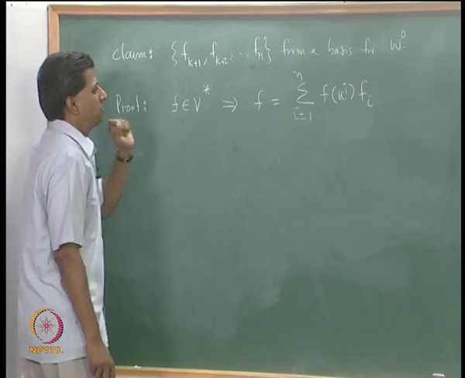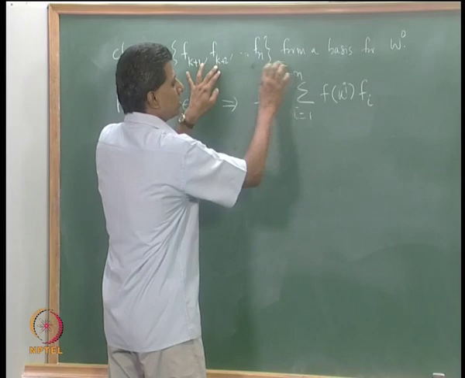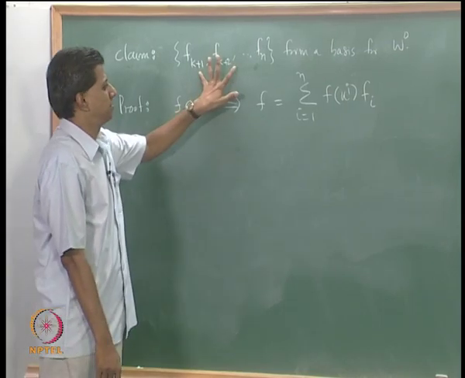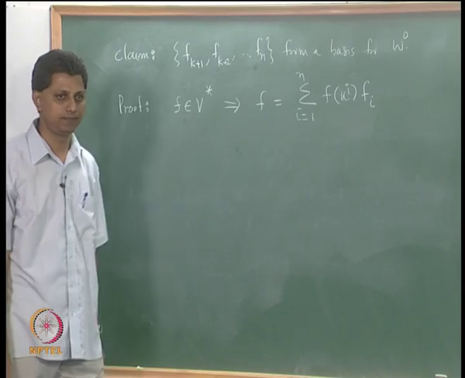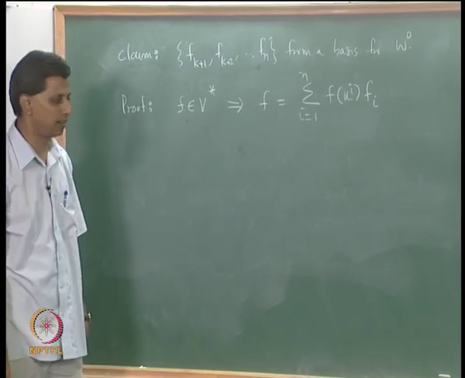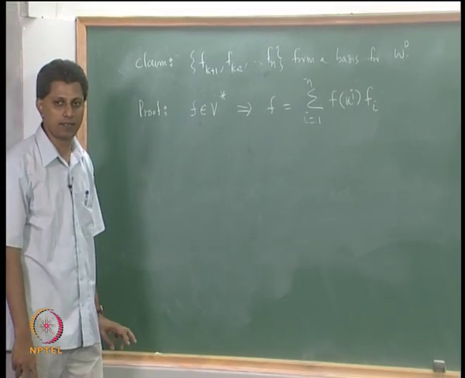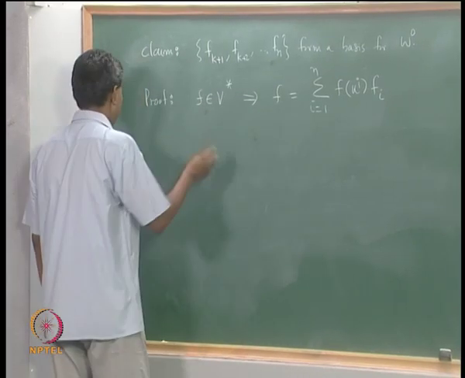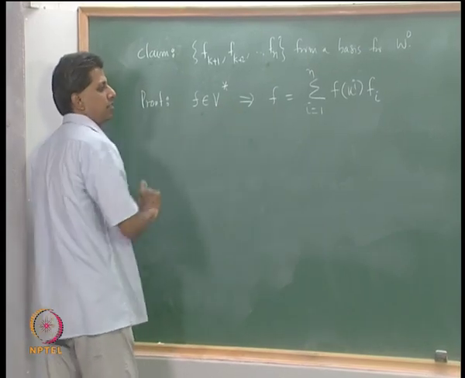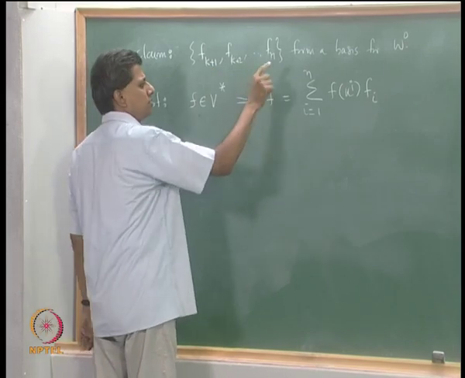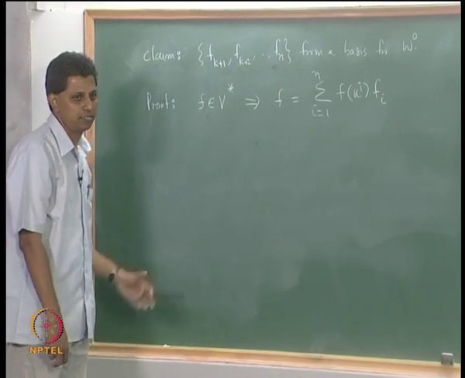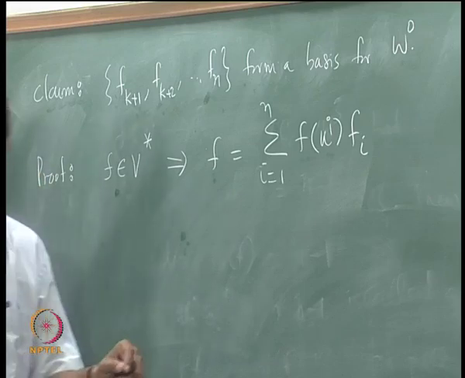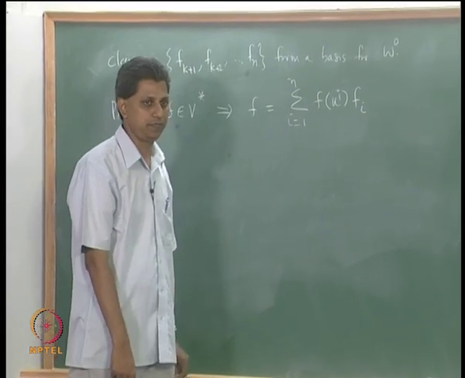Okay, what is it that we want to show? That these functionals form a basis for W0. First of all, are these functionals in W0? Otherwise, there is no sense. Let's just keep this aside for a while. I want to show that these functionals belong to W0. That is, these functionals must satisfy the property that they take the value 0 for all the vectors in W.